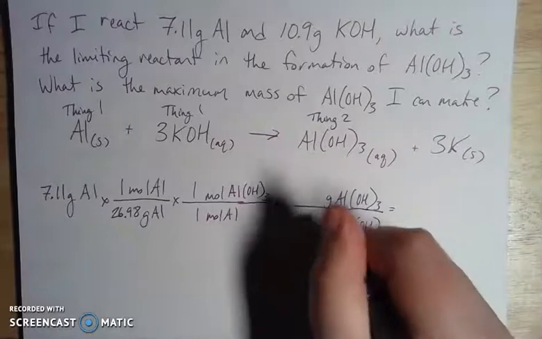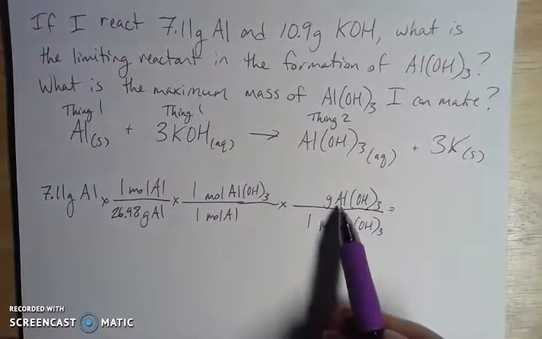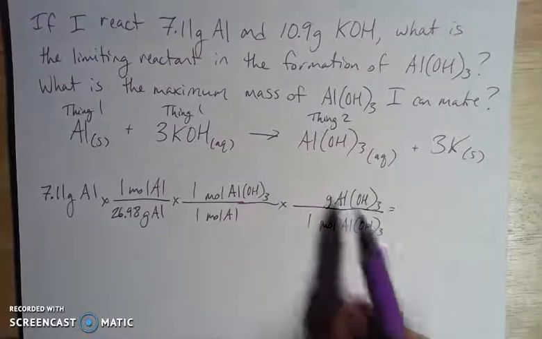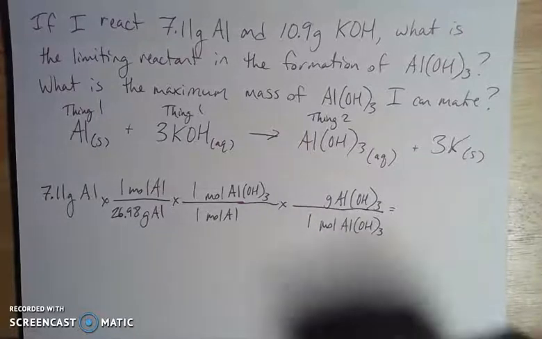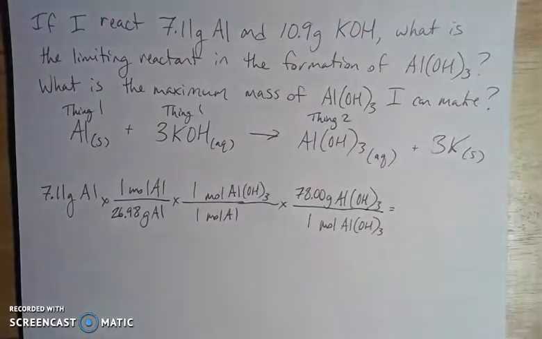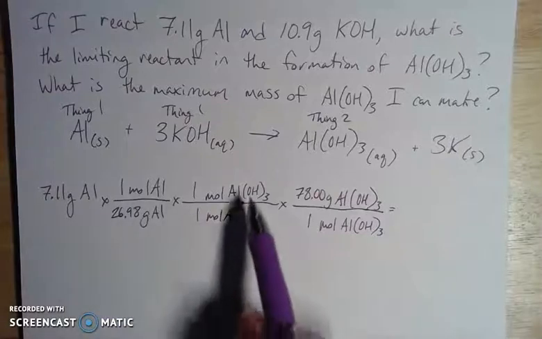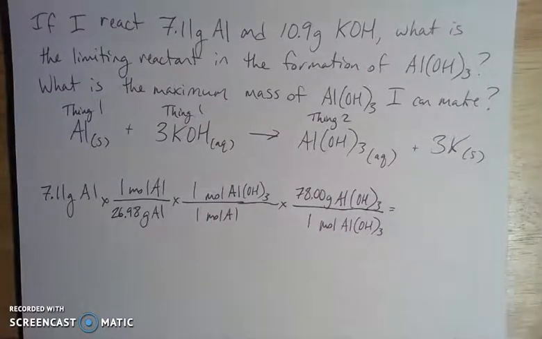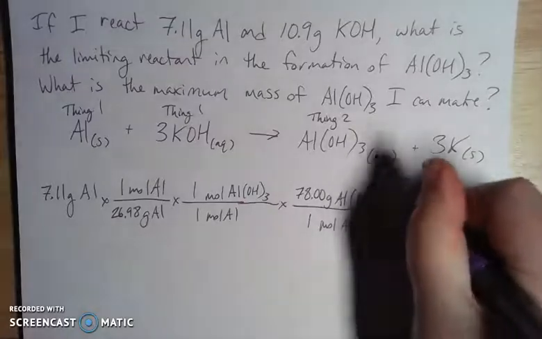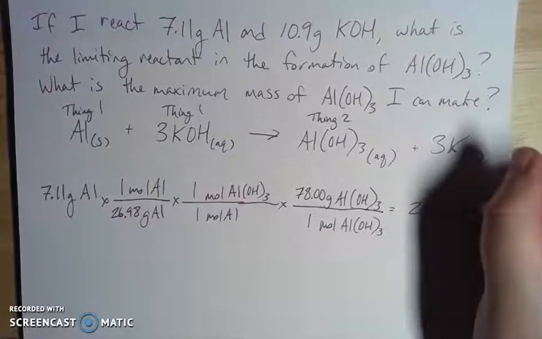And now I go to the periodic table again. For every 1 mole of aluminum hydroxide, I do aluminum, 3 times my oxygen, 3 times my hydrogen, and I end up with 78 grams. And now if I run my numbers, grams to moles, moles to moles, moles to grams, then I'm left with an answer of 20.6 grams of aluminum hydroxide.